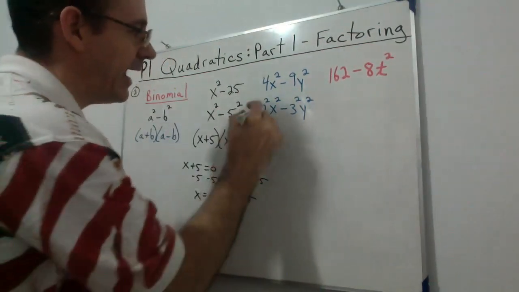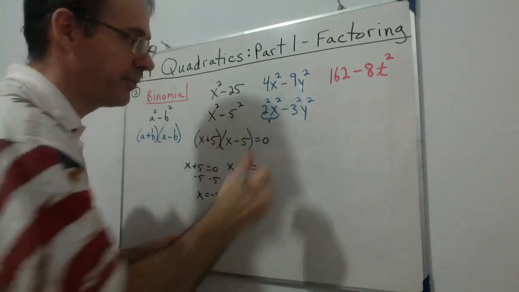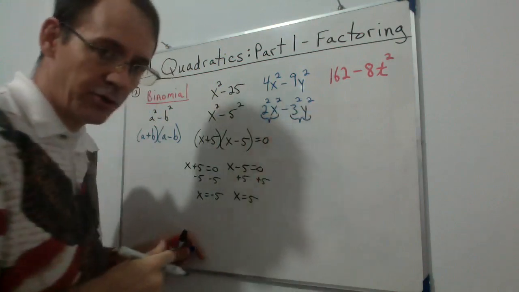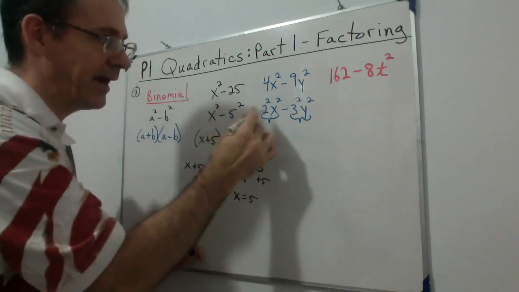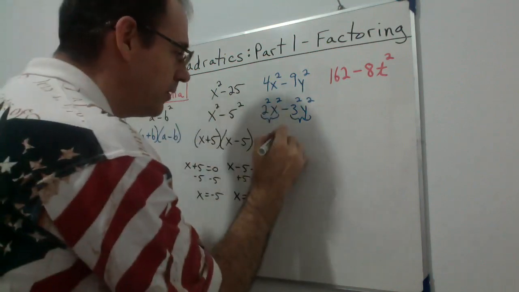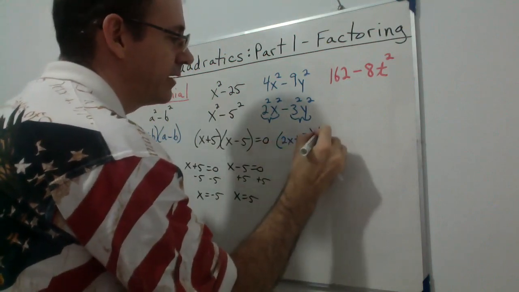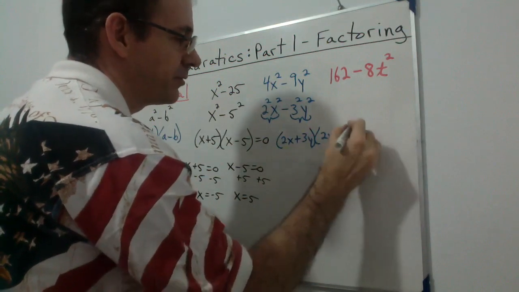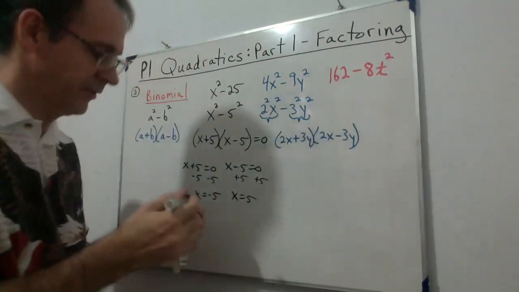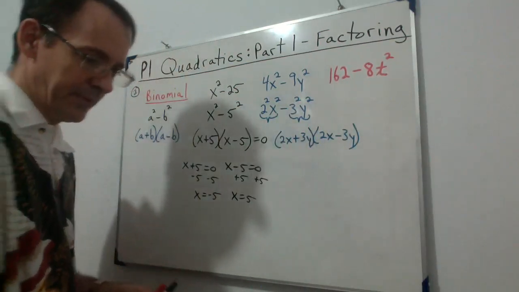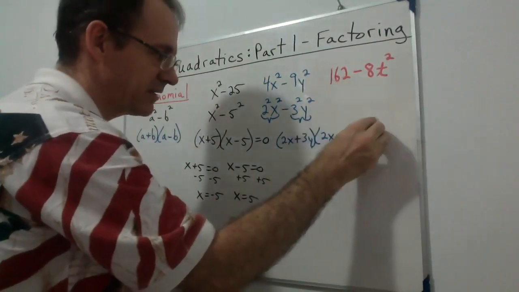It's just that our a is now a coefficient and a variable, and our b is also a coefficient and a variable. Over here, it was either variable or a number. Now it's both together. So we have 2x plus 3y, and we have 2x minus 3y. Okay? So that's how you do your difference of squares with that one. So I'm going to move this out of the way so that we can get to this one over here.